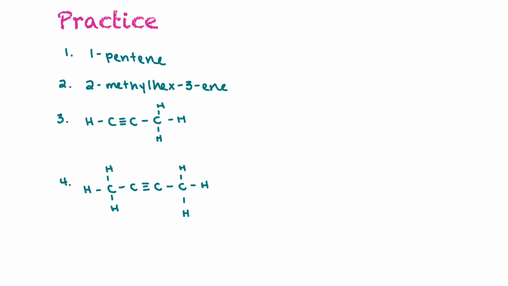So now we're going to practice drawing some and naming some of these alkenes and alkynes. So the first one, we're being asked to draw 1-pentene. So again, I always like to draw the parent chain first. So there's 5 carbons for the pent. And then it says it's 1-pentene. Ene means there's a double bond, and it's on carbon number 1, so between number 1 and number 2.